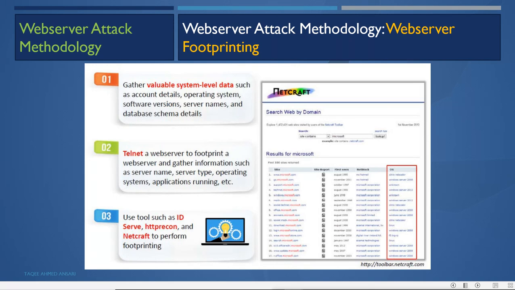Then telnet a web server to footprint it and gather information such as server name, server type, operating system, applications running, etc. The attacker can use tools such as ID Serve, HTTP Recon, and Netcraft to perform the footprinting. Netcraft is an online site where you can see the whole site report. In that you can see what type of operating system they are using, and other details of the site which you are trying to crawl or get information about. We have already seen this footprinting in the previous lectures.